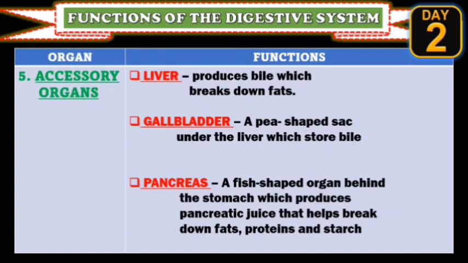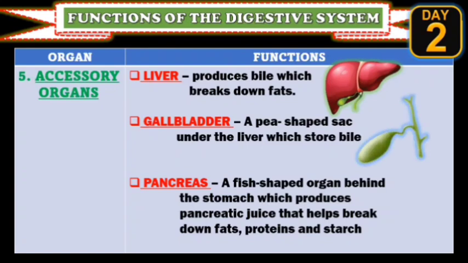The fifth organ are the accessory organs. So we have 3 accessory organs: the liver, the gallbladder, and the pancreas. The liver produces bile which breaks down fats, while the gallbladder is a pea-shaped sac under the liver which stores bile. And then the pancreas is a fish-shaped organ behind the stomach which produces the pancreatic juice that helps break down fats, proteins, and starch.